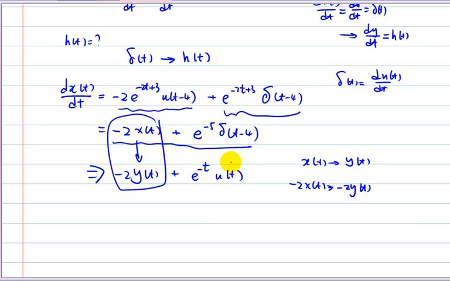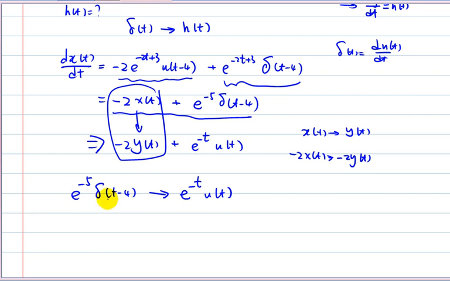The second term produced this one here. So e to the power of 5 delta t minus 4, when the input is this, will give an output of this. Okay, so when the input is this, it will give an output of this. Well, we're getting pretty close now, because we are looking for this, which is h of t.